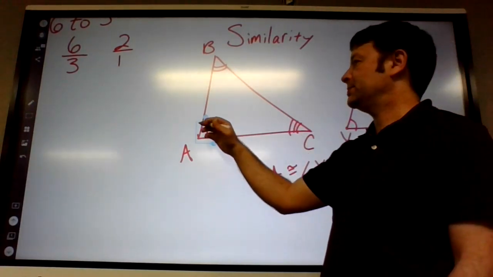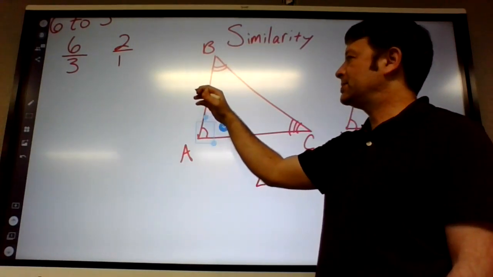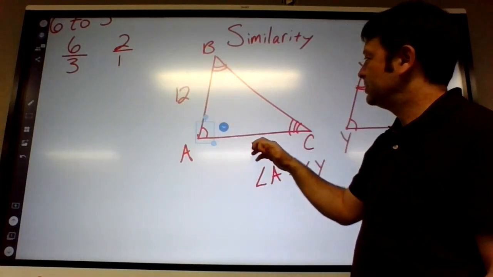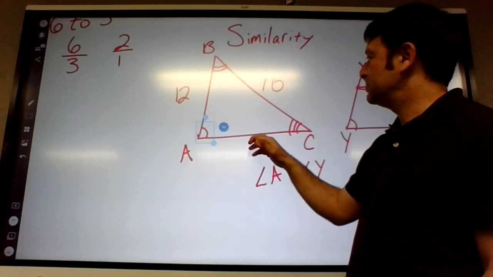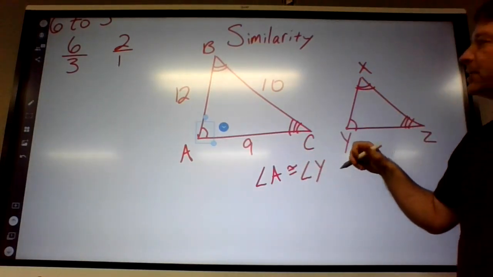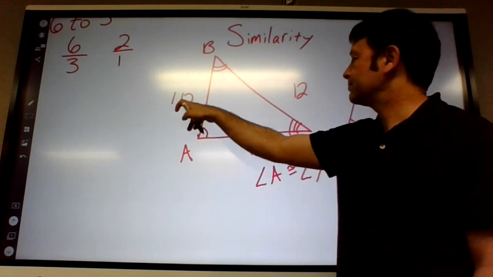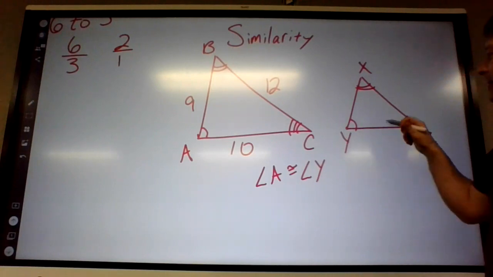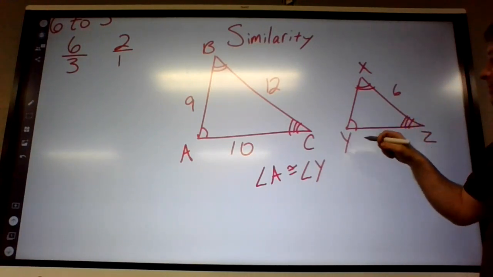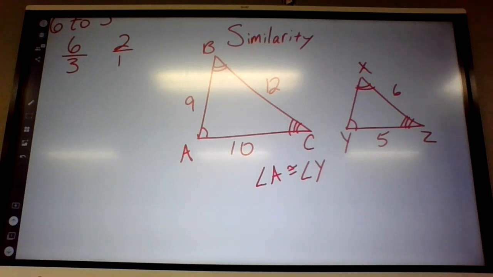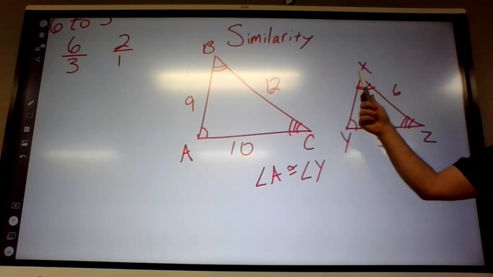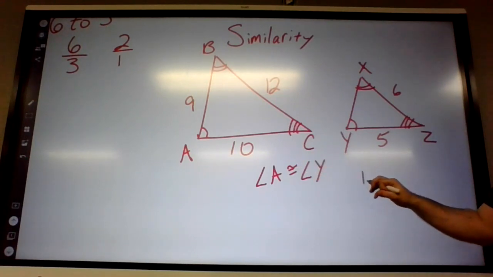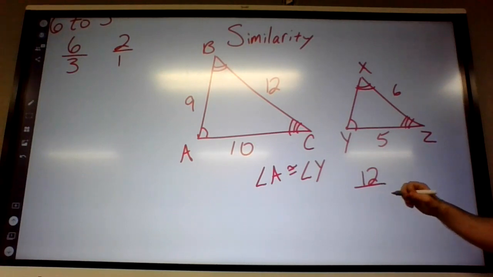But how are they related? Let's say this one is 12 and 10 and 9. Let me move that around so it looks a little better. And this one is 6 and 5 and... Okay, so the sides aren't the same, but there is a relationship. Do you guys know what the relationship is? The ratios of the sides are the same.